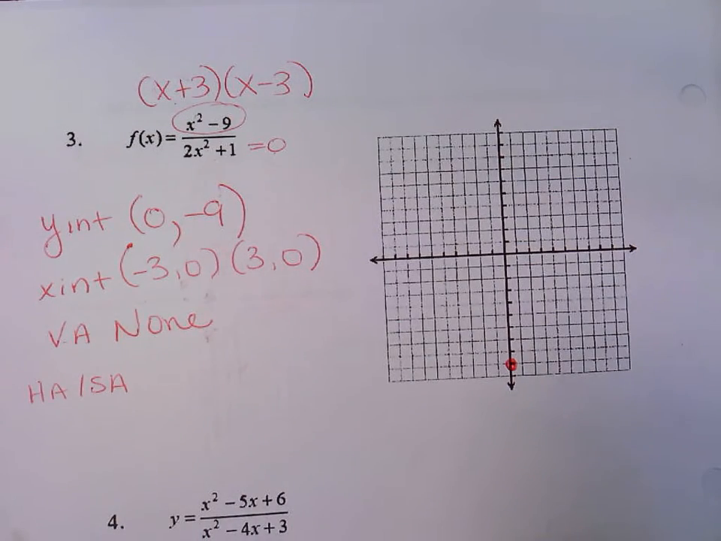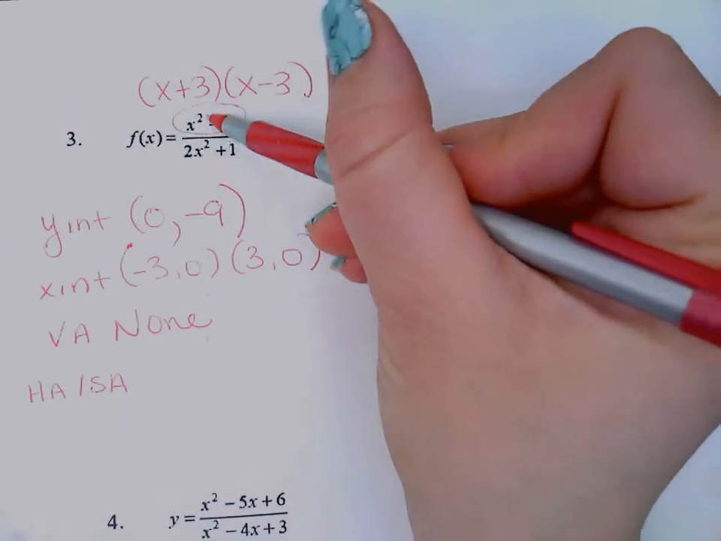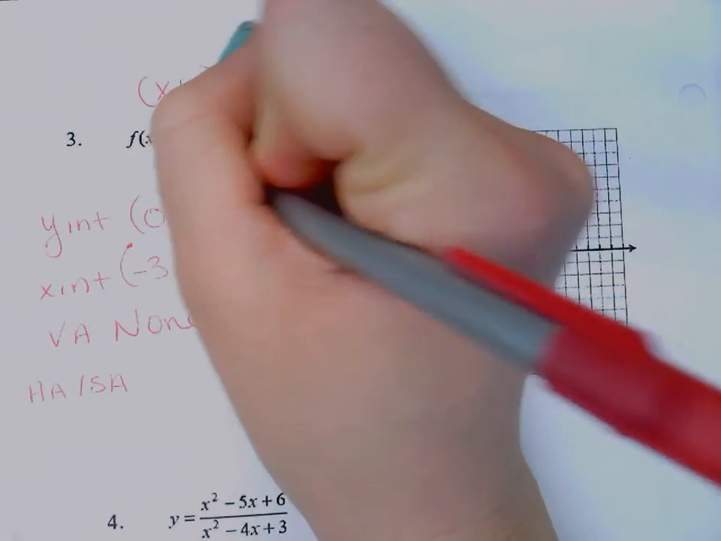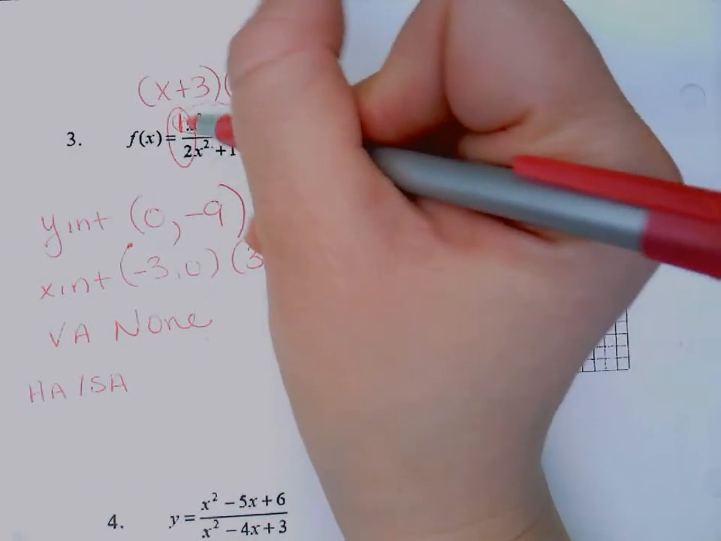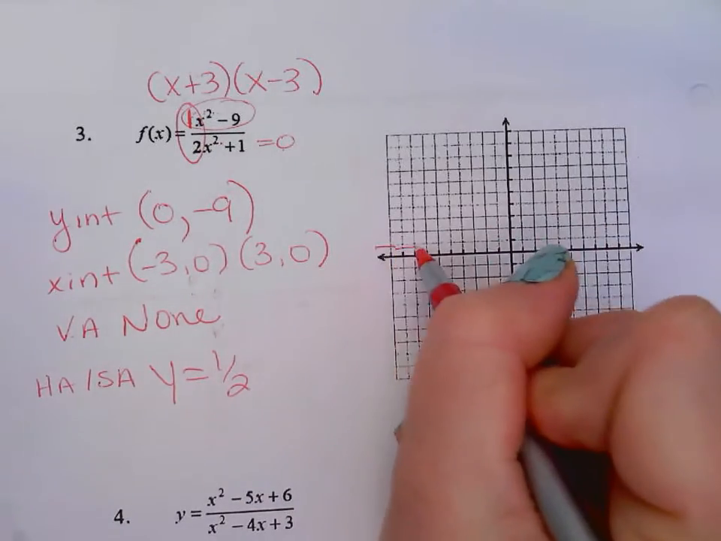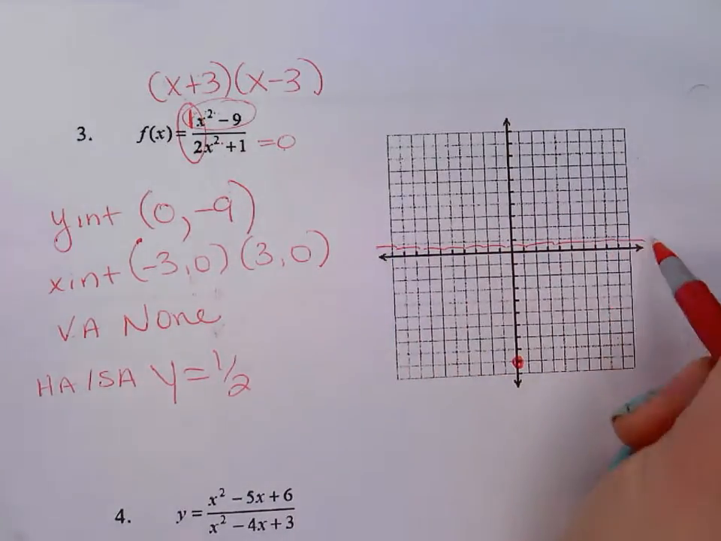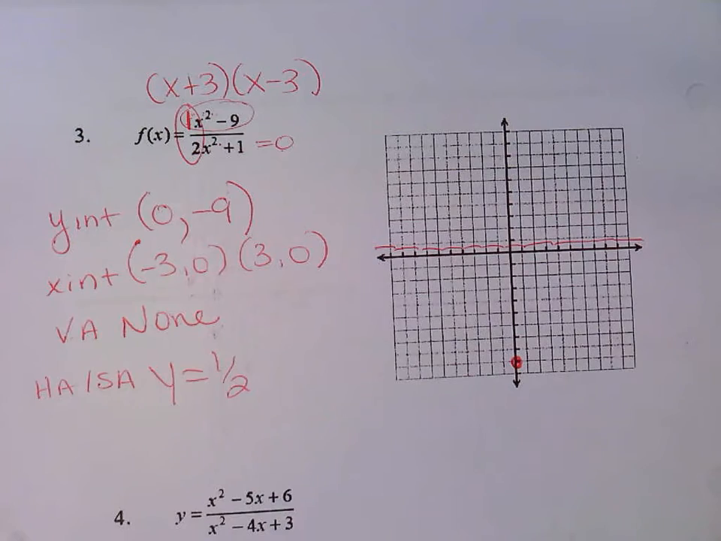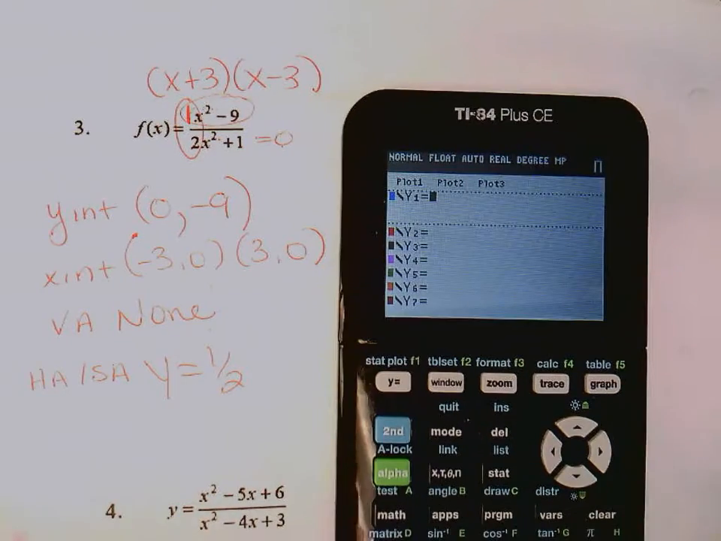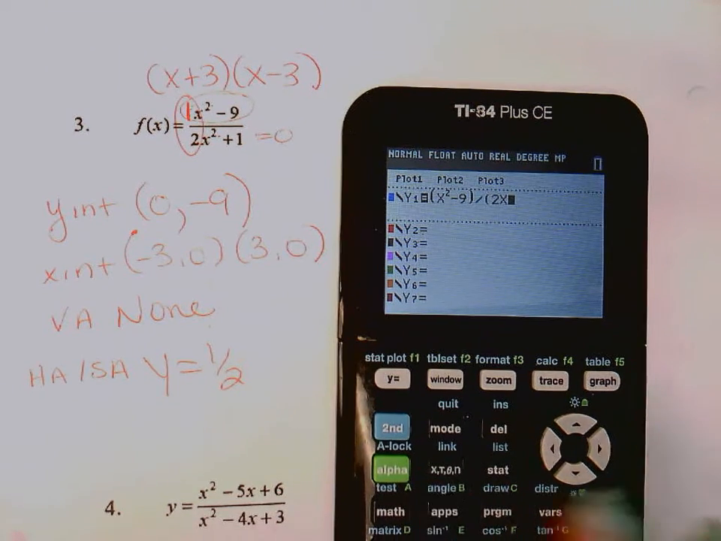And for my horizontal or slant asymptote, they're both quadratic functions. I've got 1x squared over 2x squared. So my asymptote is going to approach 1/2. And that is a horizontal line at 1/2. So I'm not exactly sure what this graph looks like because it doesn't have any vertical asymptotes. So this would probably be too tricky of a one for you to graph by hand.